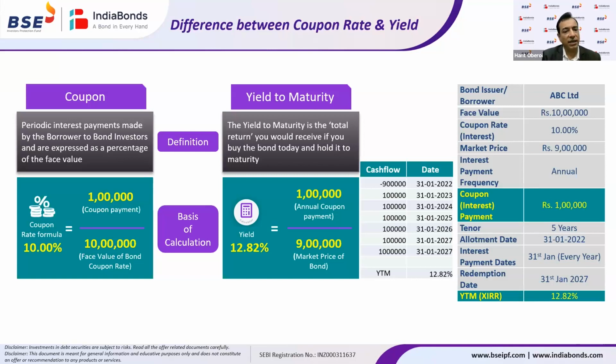So coupon rate is the basic percentage rate of interest which has been defined at the time of creation of an instrument. However, bonds are tradable instruments. They are listed in the capital market. You can buy and sell bonds, and the price of a bond keeps on changing depending upon various conditions.